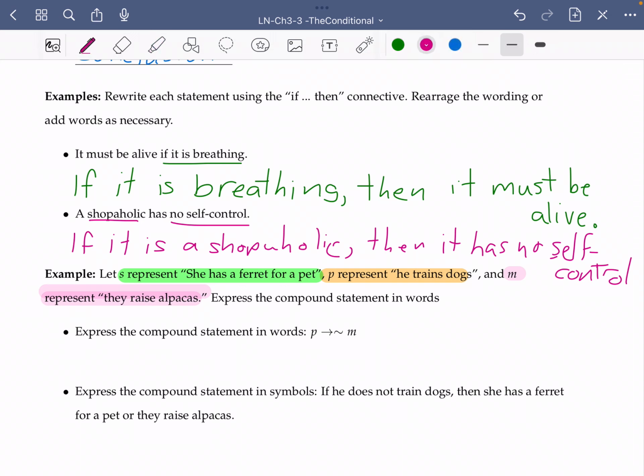So here, if we were to take this compound statement, P implies not M, then if we were to write this in words, we could say if P, that statement P, that is, he trains dogs. So if he trains dogs, the arrow is our then portion. It's setting up the if-then connective. So if he trains dogs, then, so that tilde represents not, so then not M. So they don't raise alpacas.